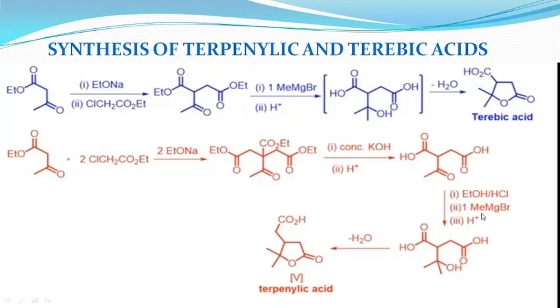Then addition of one Grignard reagent. The Grignard reagent is added here for the formation of the tertiary alcoholic group, and then acidic hydrolysis yields this type of compound, which on cyclization gives terpinylic acid. This synthesis gives strong evidence of the structure of alpha terpineol.